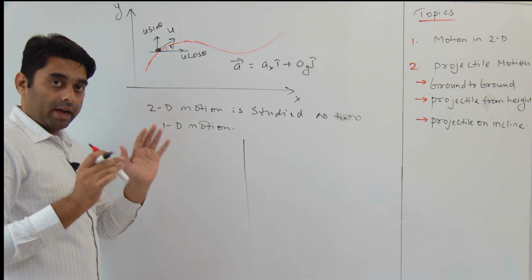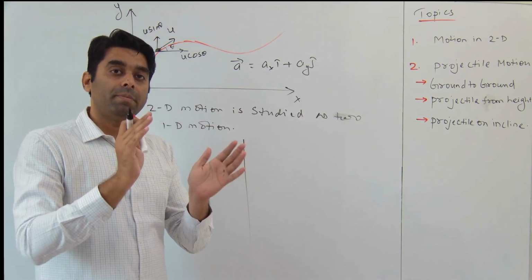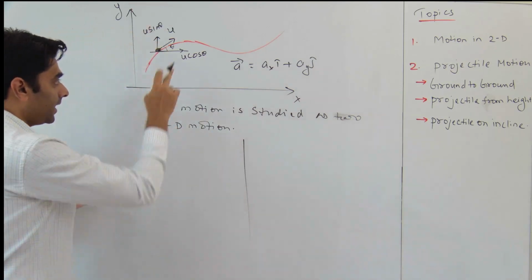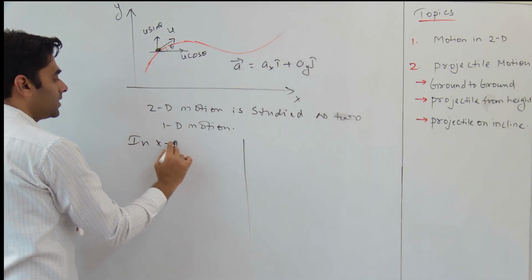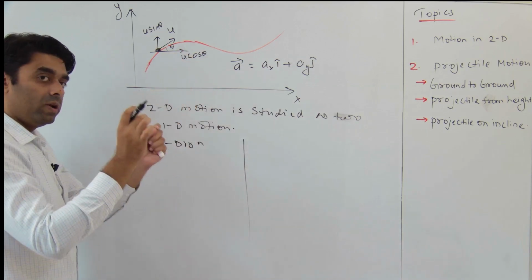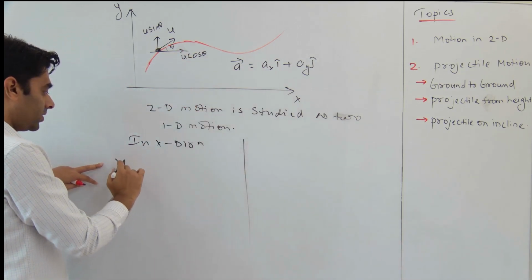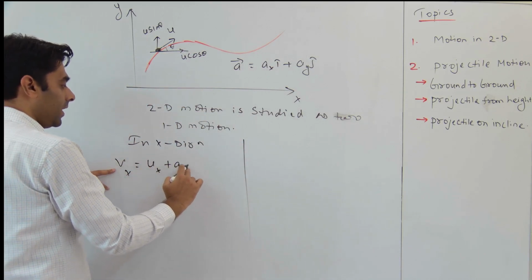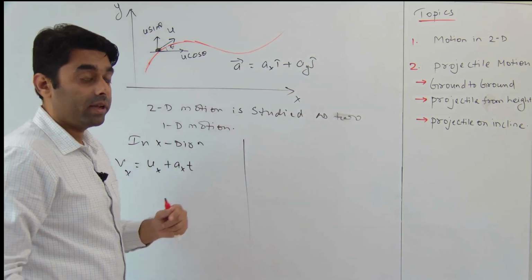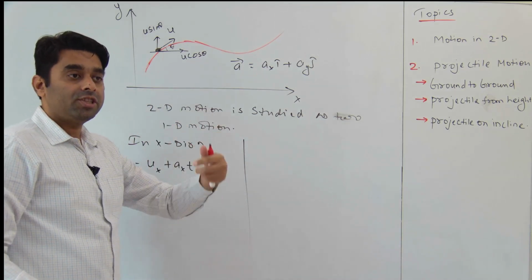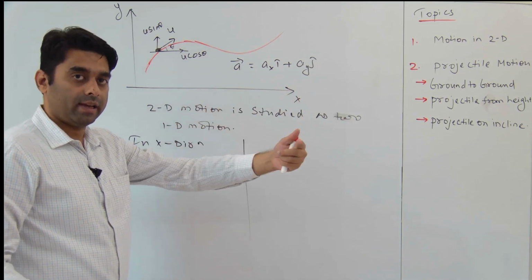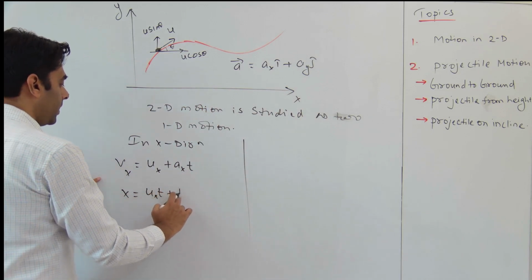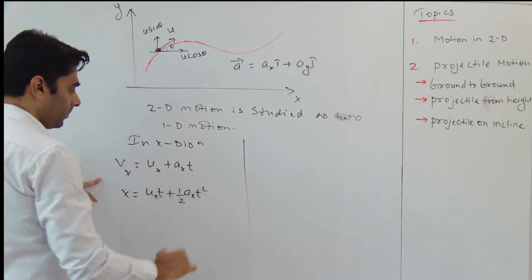Now, as we said, we will break it down into two one-dimension motions, x separately, y separately. So in x direction, if I have to write down the velocity at any time t, what will it be? Vx will be ux plus ax into t. This is the velocity at any time t. If we have to write down the position in x direction at any time t, what can we write? X is equal to uxt plus half axt square, right?